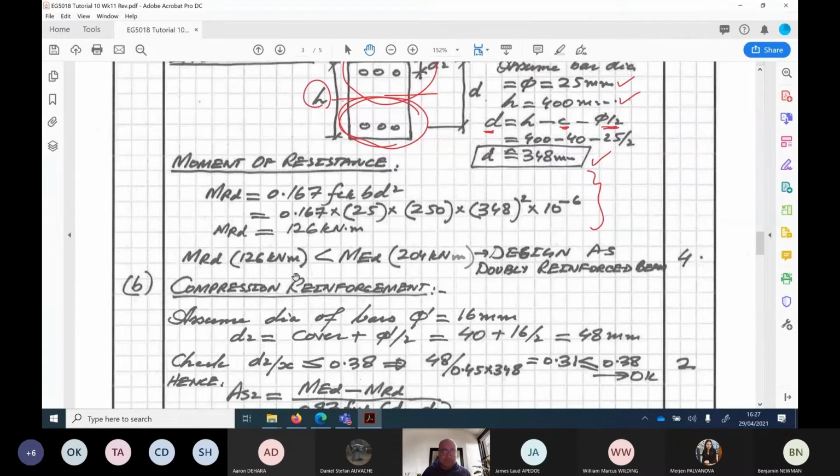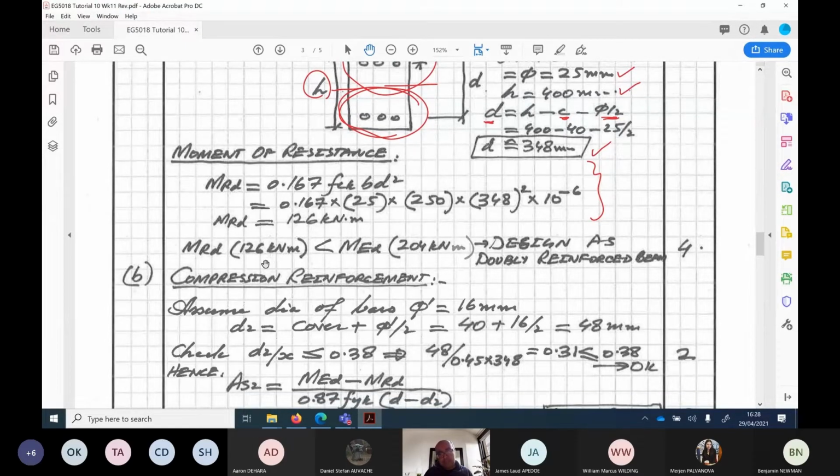Now we have determined that our MRD, moment of resistance, is less than the applied moment. This means that we should do something to increase the moment of resistance. There could be two ways. One way could be to increase the dimensions of the section. Sometimes due to architectural reasons, it is not possible. The other way could be that we use compression reinforcement and design it as a doubly reinforced beam. So here we will design it as a doubly reinforced beam.